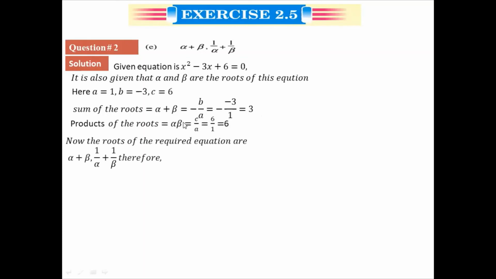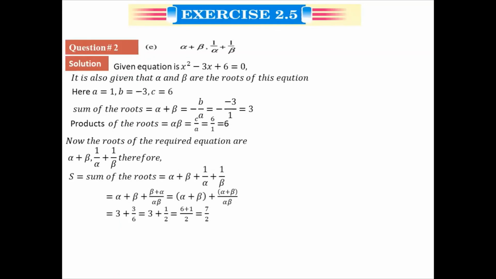Now the roots of the required equation are alpha plus beta, comma, 1 over alpha plus 1 over beta. Therefore, sum of the roots will be equal to alpha plus beta plus 1 over alpha plus 1 over beta. Now we can take LCM, that is equal to alpha beta.